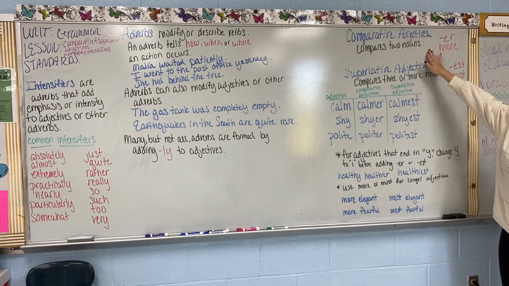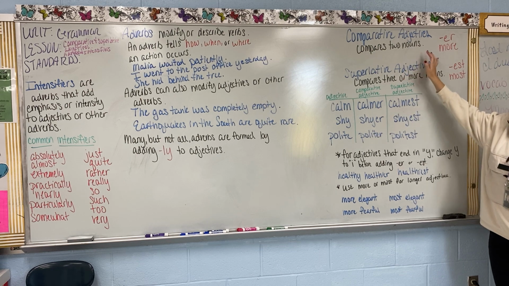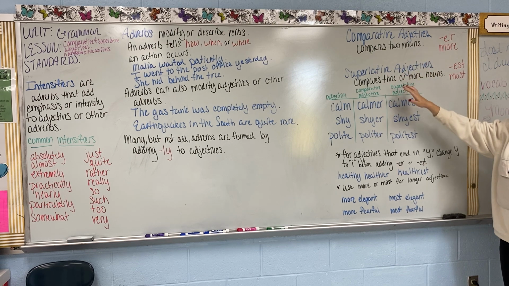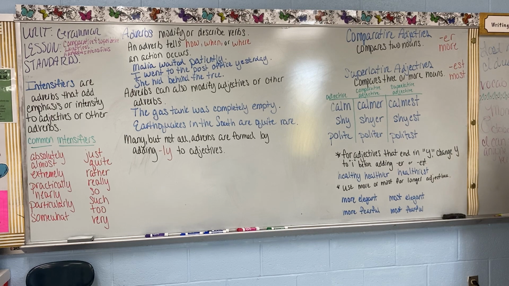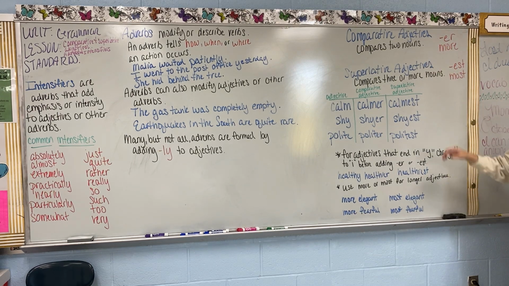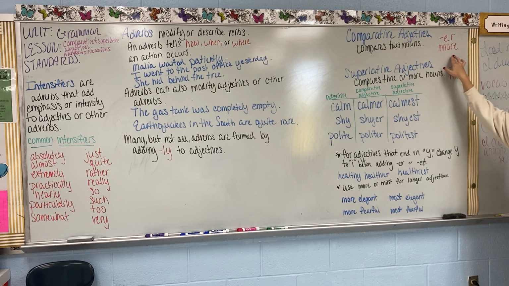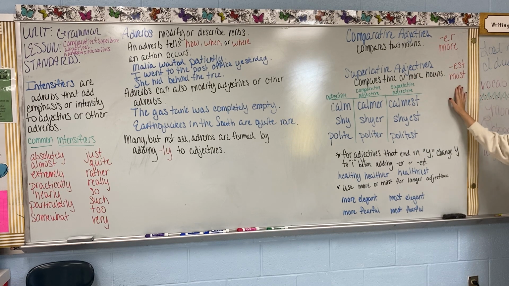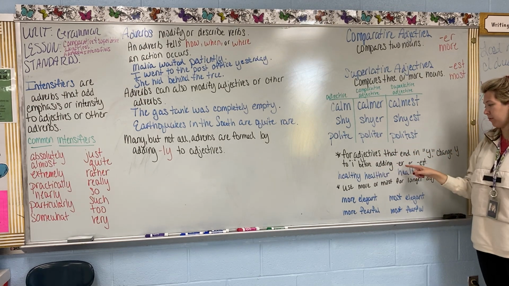So comparative adjectives compare two nouns. Superlative adjectives compare three or more nouns. We form a comparative adjective by either adding ER or putting the word more in front of the word. And then for the superlative, we are going to change the ending to EST or add the word most in front of it.